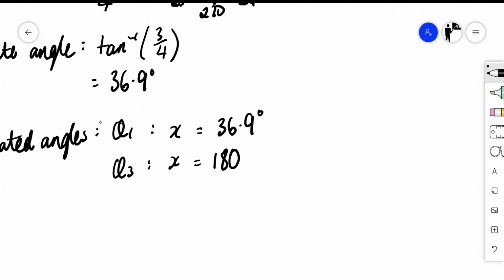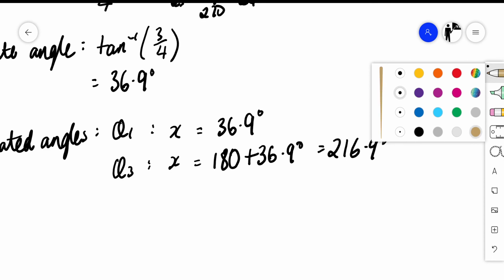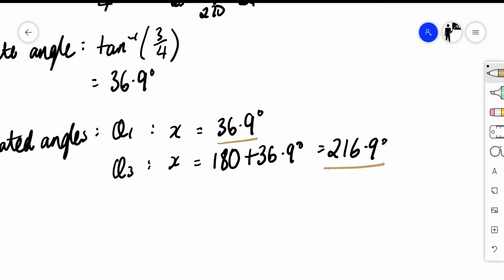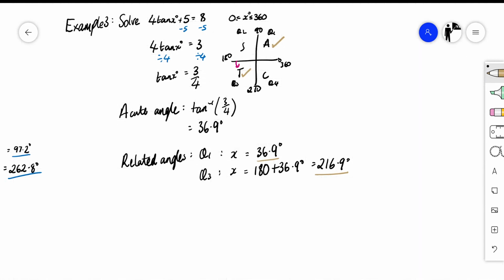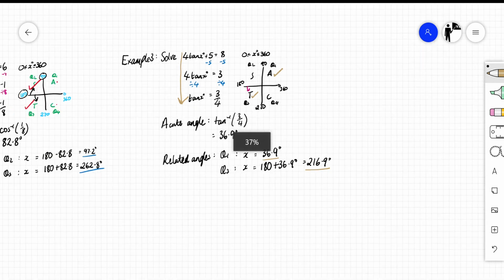180 plus 36.9 degrees is going to give us 216.9 degrees. It's exactly the same as what we've been doing. All that's involved is these wee preliminary steps here to make the trig function the subject of the formula.